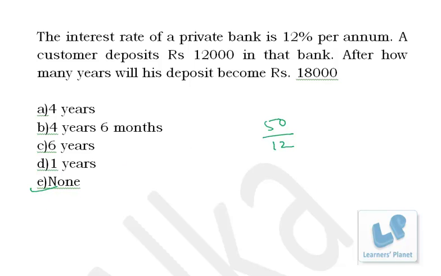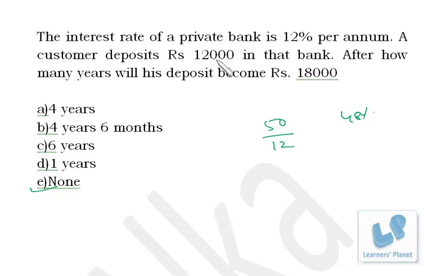I repeat. The interest portion is 6,000 rupees, and 6,000 rupees is accrued in several years, right? That we have to find out. Now 6,000 is 50% of 12,000. That means precisely 50% amount is being obtained after X years, suppose. Now 12% per annum is the simple interest. So in 4 years, 48% amount will be obtained, right? But we are getting 50%.